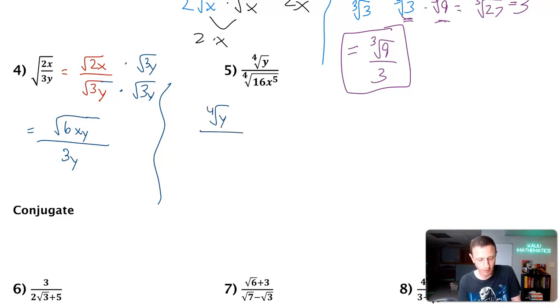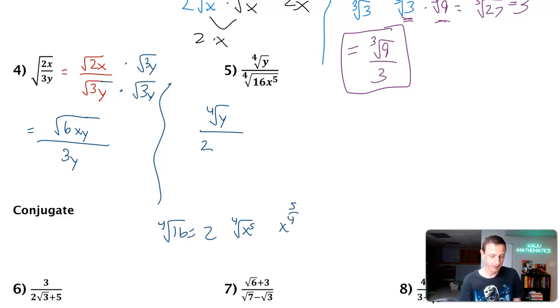On the bottom, though, we have the fourth root of 16. Fourth root of 16 is 2, right? Because 2 to the fourth is 16, so that's just 2. So no more radical for that one. And then I have the fourth root of x to the fifth. So that's going to be x to the 5 over 4. Simplifying that, 4 goes into 5 one time, so a single x will come out, leaving us with a single x left on the inside. So the fourth root of just x.